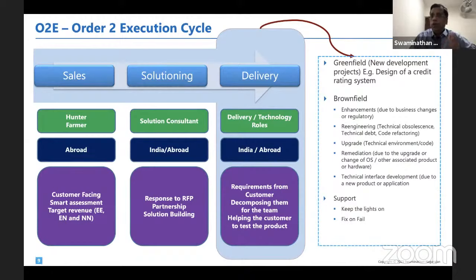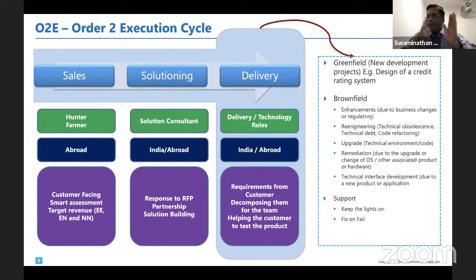So you gather the requirements from the customer, you do the actual development, you do testing, you deliver, you implement, you upgrade, you release, anything. The entire bouquet of roles comes under delivery. In a typical organization, delivery is composed of about 70%. Delivery is the heart of any company. You take any Indian service provider.